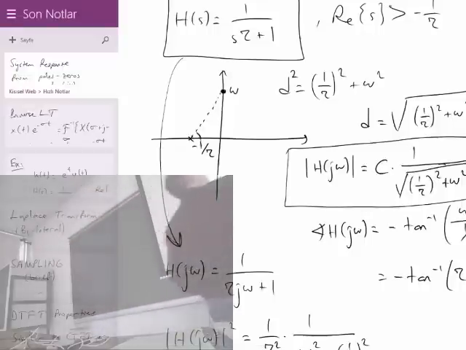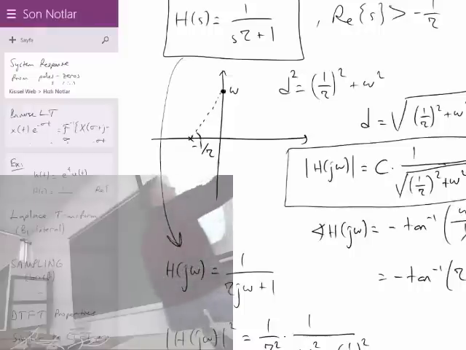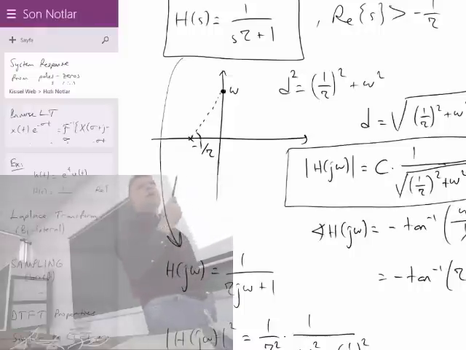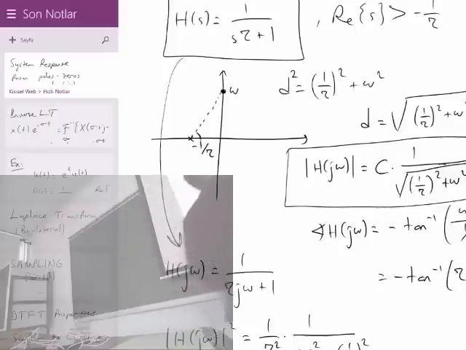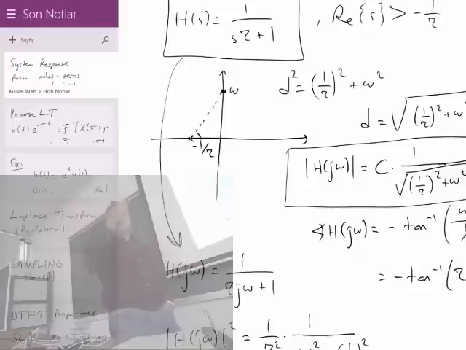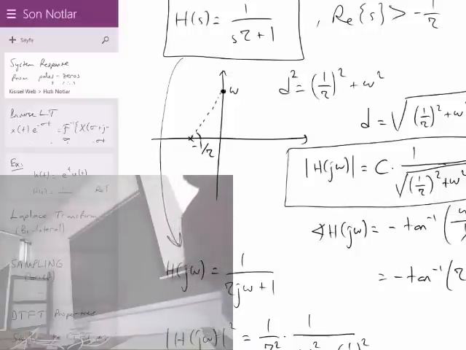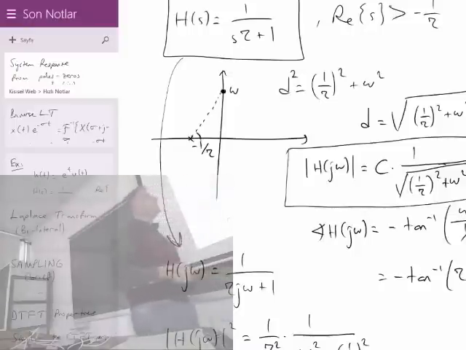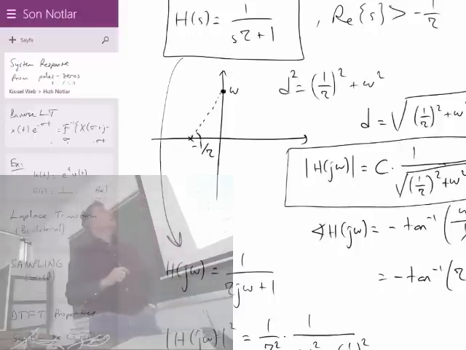Let's look at what's happening, at least visually. If you're somewhere around zero, then the distance to the pole will be minimum. As you go further away from the pole, by increasing the frequency, or by increasing the frequency in the negative sense, then the distance will be growing, therefore the response will decrease as omega goes to infinity or minus infinity. At omega equal to zero, it reaches a maximum.